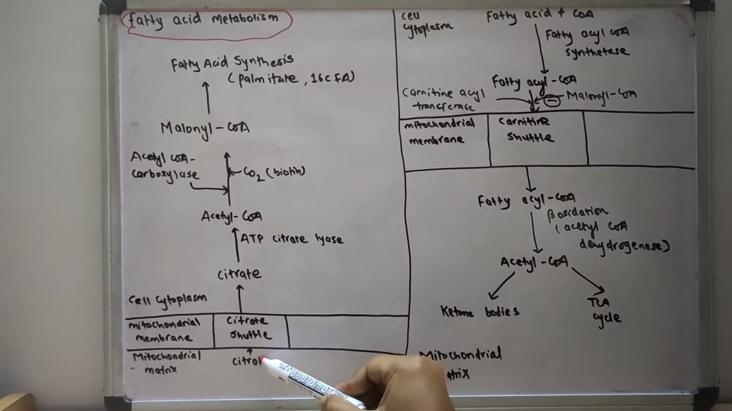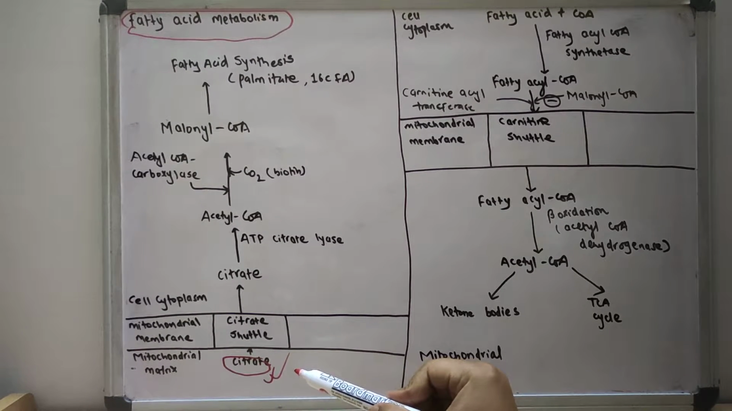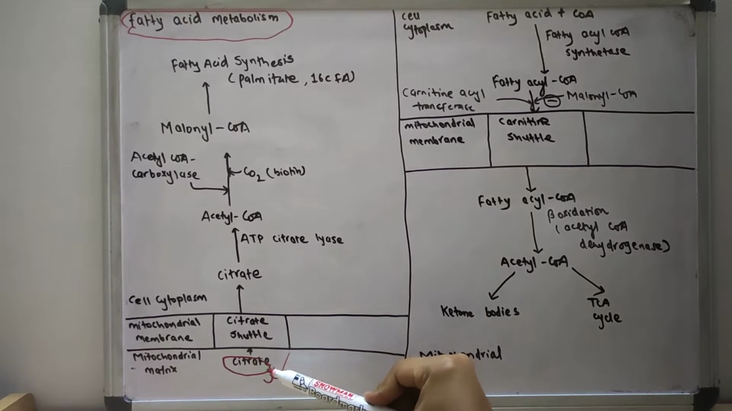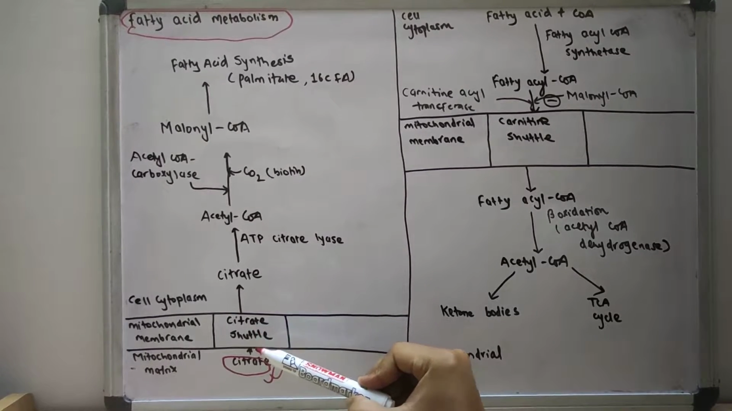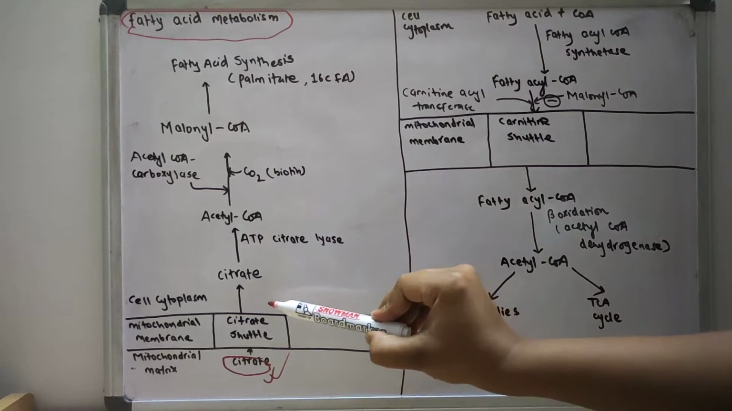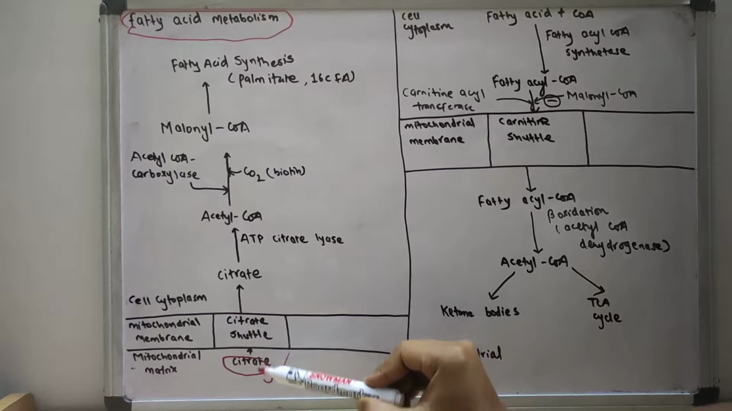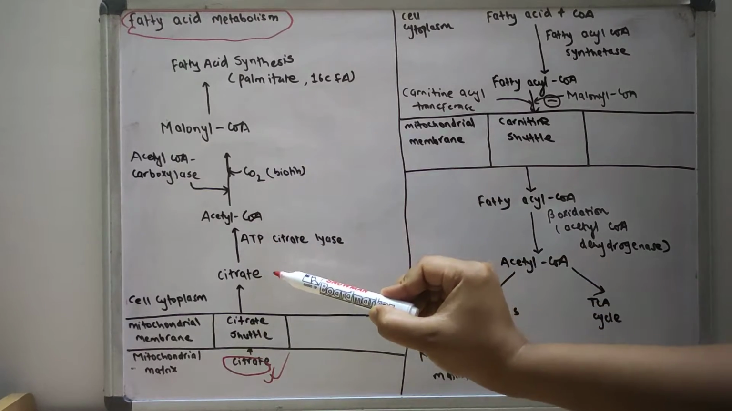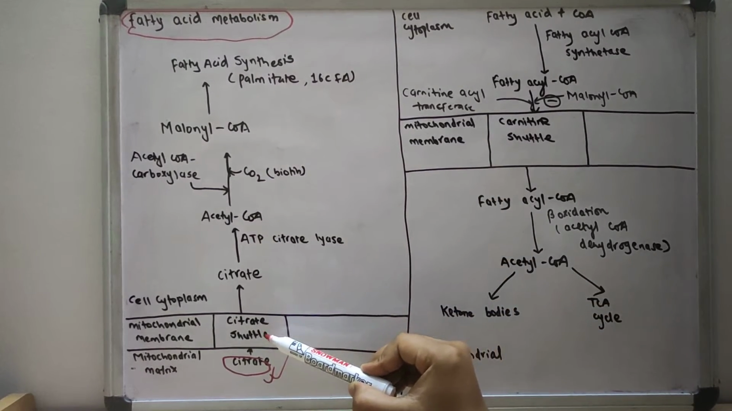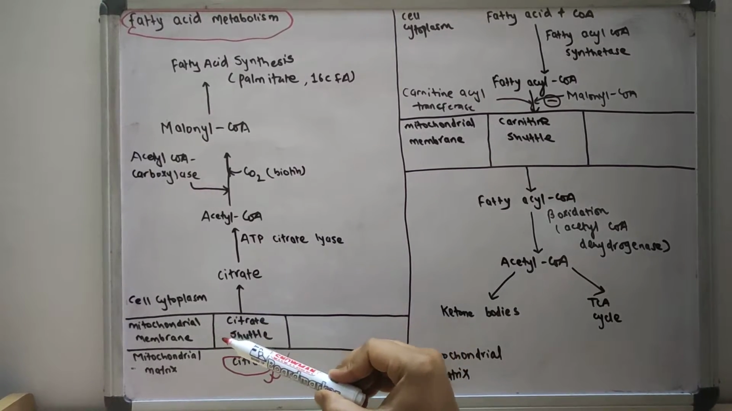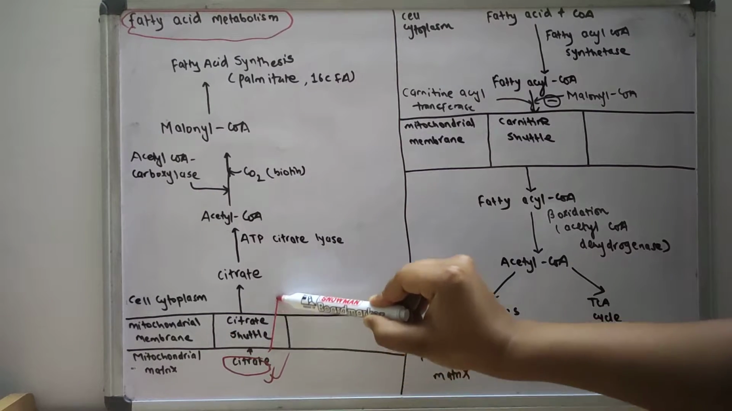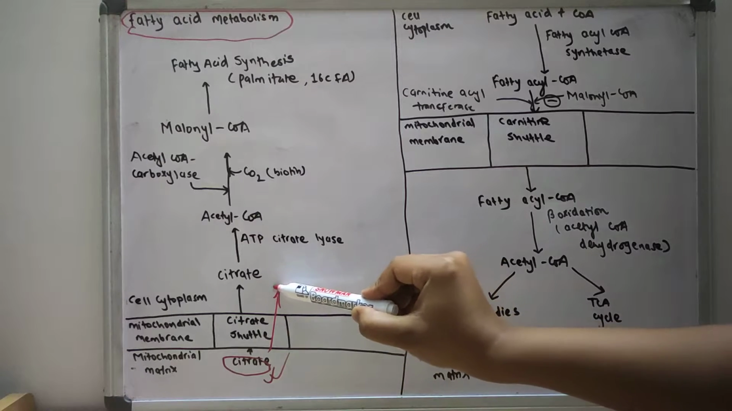So we have citrate in the mitochondrial matrix. We all know that the citrate comes from the TCA cycle. So the citrate, with the help of the citrate shuttle, gets transported to the cell cytoplasm. The citrate shuttle is present in the mitochondrial membrane, so this citrate will be transported to the cell cytoplasm.